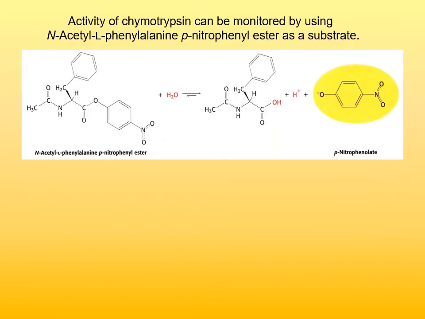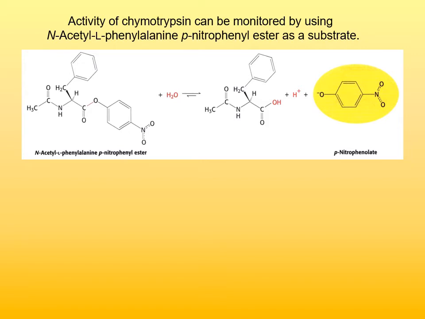Activity of chymotrypsin can be easily monitored by using N-acetyl phenylalanine p-nitrophenyl ester as a substrate. So this is not a peptide chain. It's not even an amino acid. It's actually an ester, and rather unstable ester of the amino acid phenylalanine, acetylphenylalanine. So this ester undergoes ready hydrolysis or cleavage upon the action of chymotrypsin. So it's a very good model.